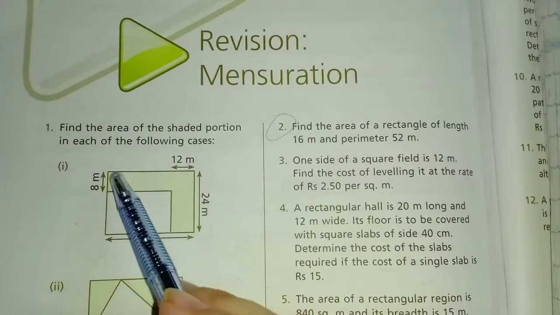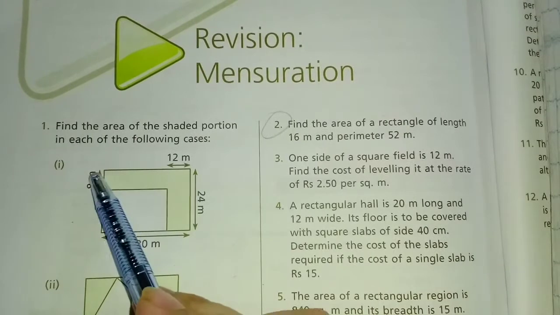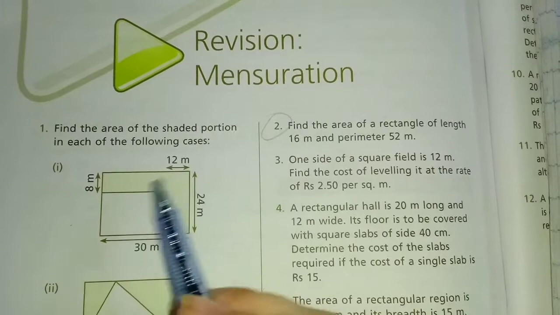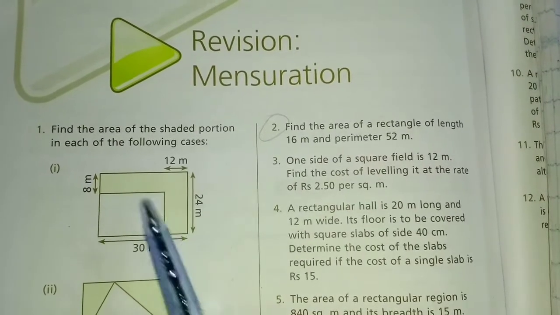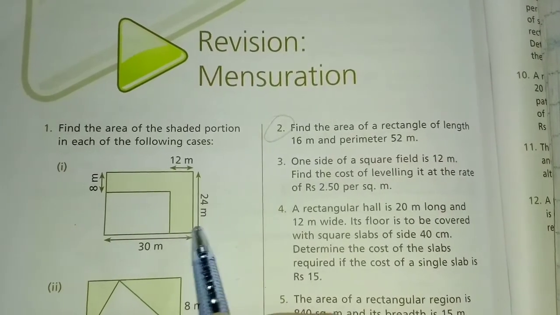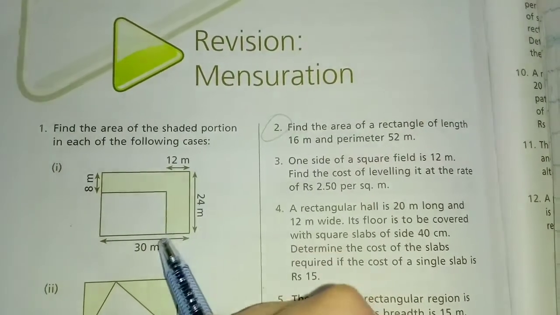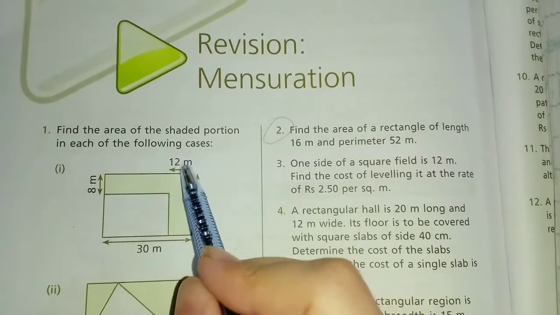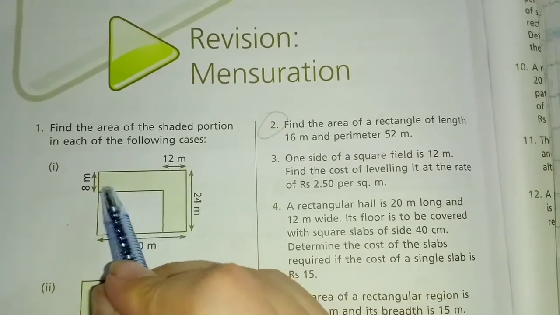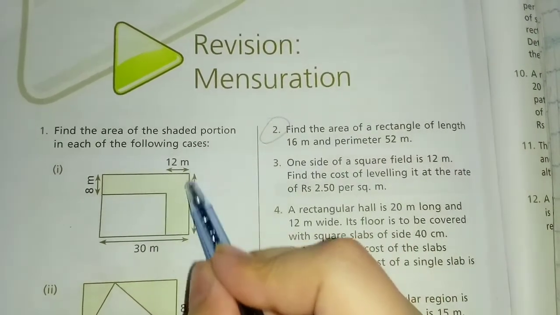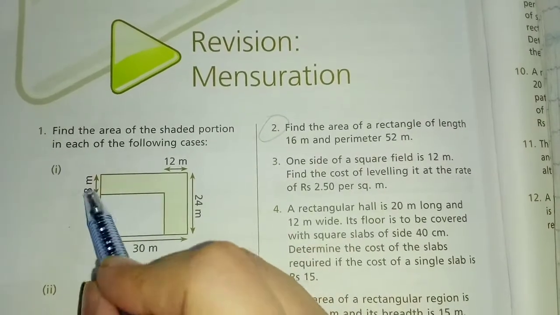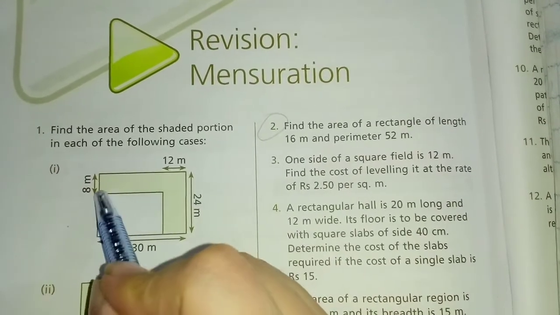As you see, this shape is a rectangle, the external rectangle with dimensions 30 meter and 24 meter. And this is a small rectangle. The whole base is equal to 30 meter and this is 12 meter. So if we subtract 12 from 30, we find the length of this part. The whole length is 24 meter and this length is 8 meter. We have to find this length, so we have to subtract 8 from 24. So this is the length of this part.